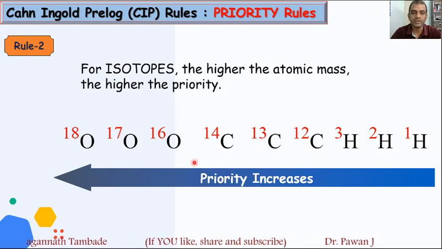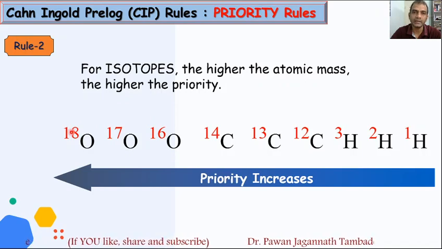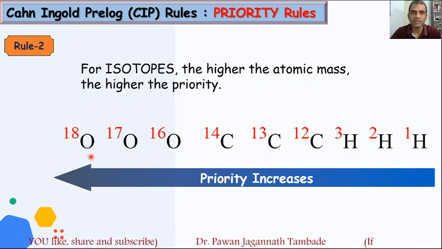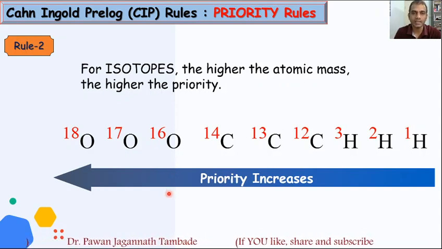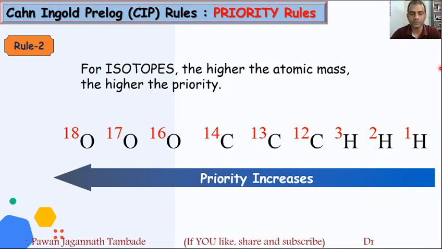In the same way, consider that a chiral center is attached to oxygen 16 and oxygen 18, and we need to give priority to these oxygens. Then in that case, oxygen 18 will be given priority as compared to oxygen 16, as the atomic mass number of oxygen 18 is higher than oxygen 16. So this is the second rule of assigning priority.